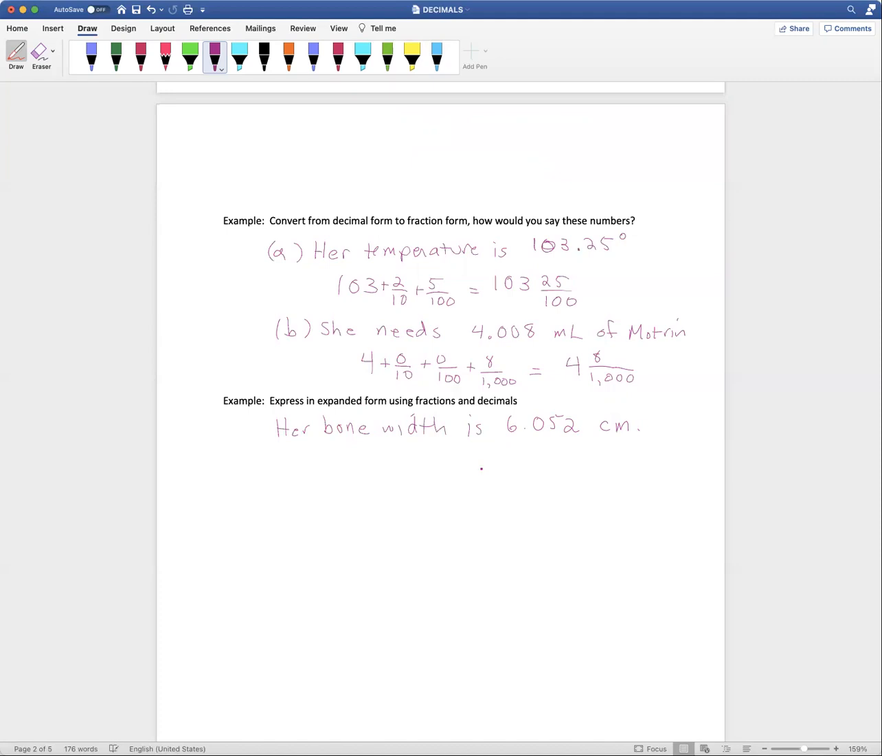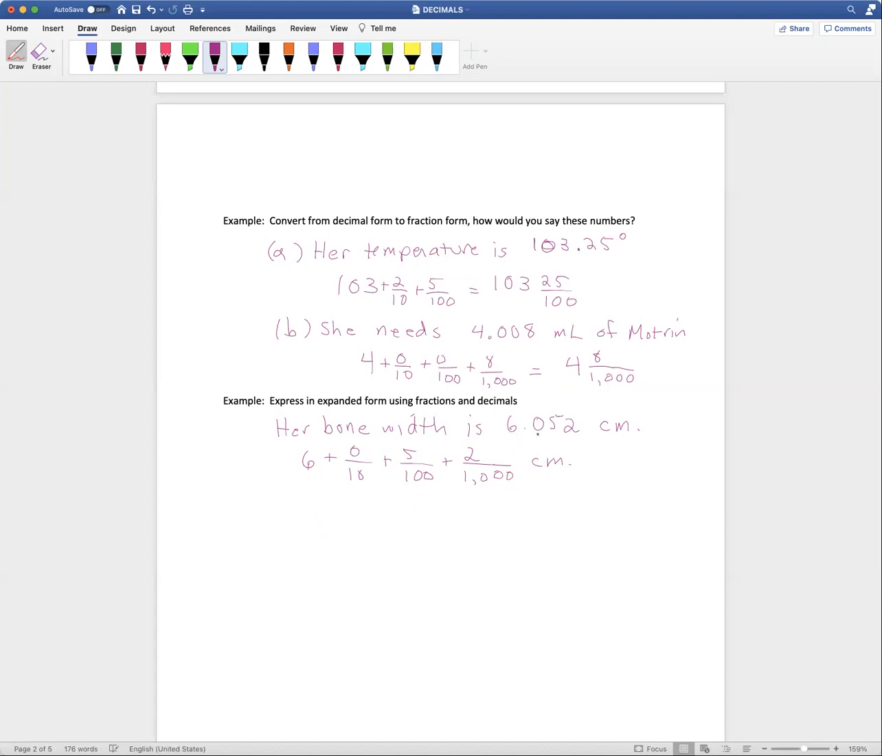Well, let's talk about this in expanded form for fractions. 6.052 centimeters is the same thing as saying 6 whole centimeters, 0/10, 5/100, and 2 thousandths. So this is what it would look like in expanded form for fractions. Well, what does it look like in expanded form for decimals? So now we're going to convert these into decimal form.